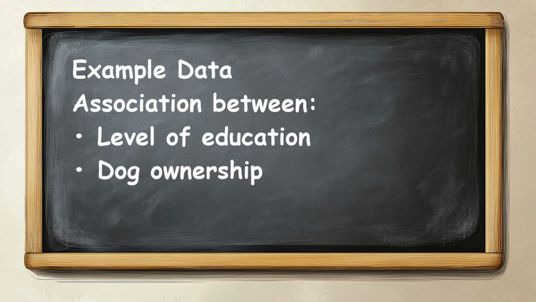Our output is from a fictional study which looks at the association between level of education, categorized as high school, graduate, and postgraduate, and dog ownership, categorized as no dog and owns a dog.